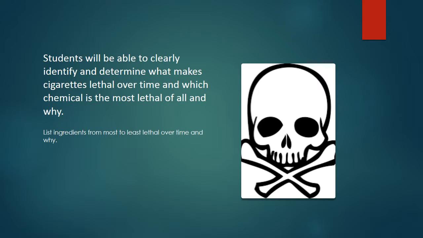And finally, once we come to an end, after we've completed the activity, they will have a class discussion over what makes cigarettes lethal over time and why they believe it makes them lethal over time, and how this stuff is still legal to buy, knowing very well that these things will kill you eventually. And when they reach this activity, they will need to list, from their previous knowledge, what they learned in the bell ringer, the most to least lethal ingredients in cigarettes and how long those ingredients take to affect the body.